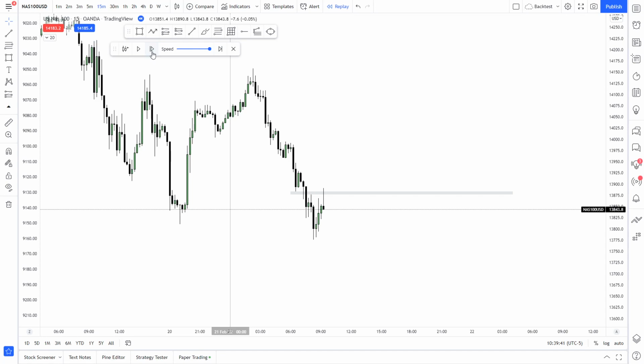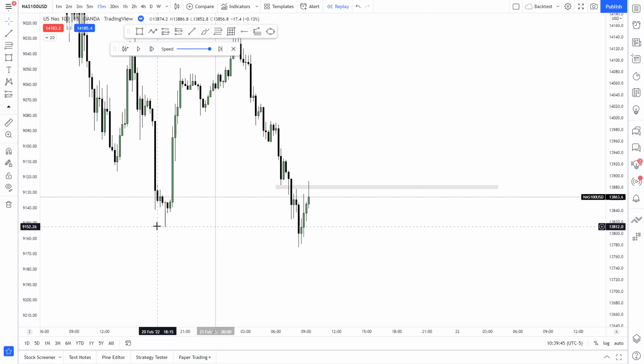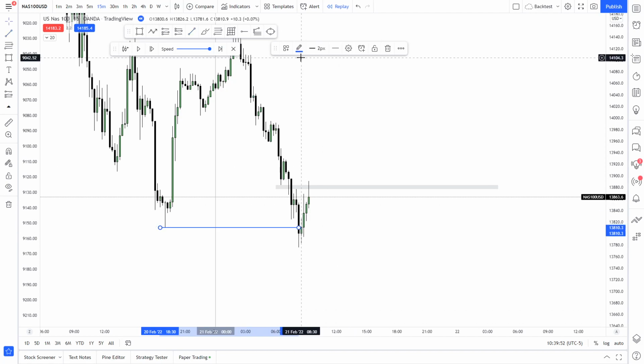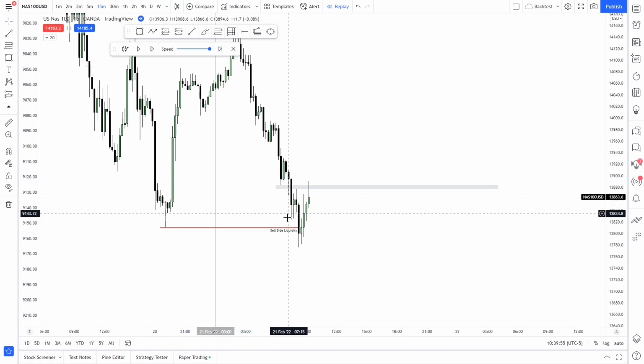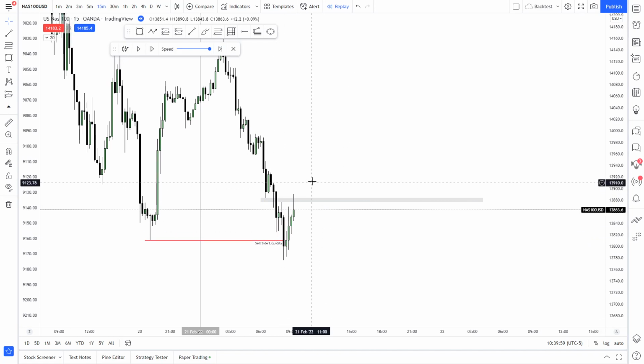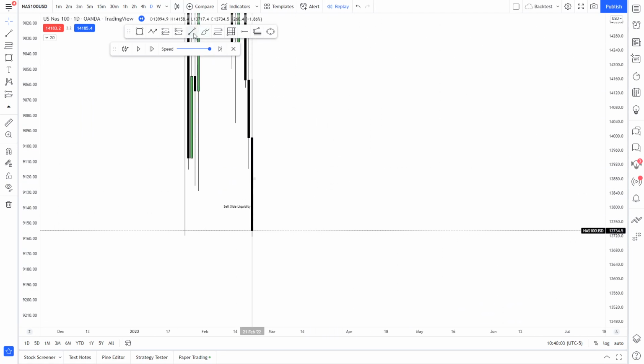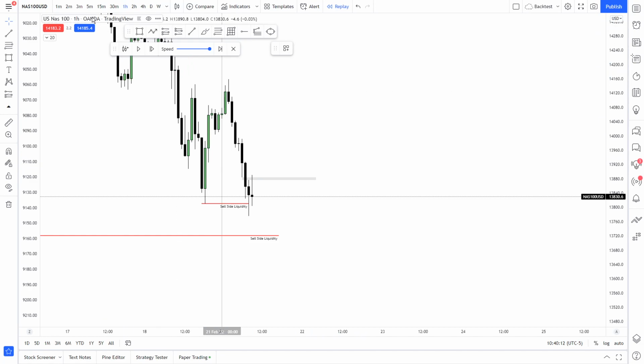So we want to see price drop from here. It's taken out this low, taking out this sell side liquidity here, but we're still bearish. So we want to see price continue to drop, and our targets overall is down here, sell side liquidity. So let's have a look.